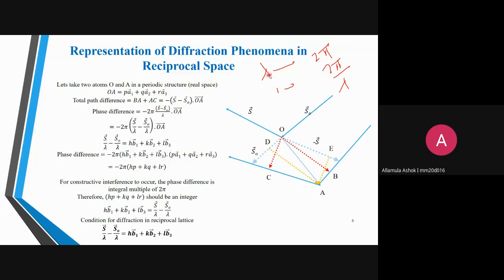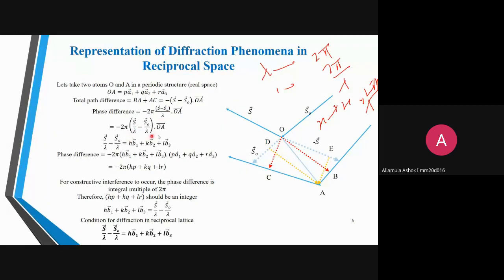We know that for a path difference of lambda, there is a phase difference of 2 pi. For example, if there is a path difference of only 1 unit, then the phase difference is going to be 2 pi by lambda. And for a path difference of x times, the phase difference is going to be x into 2 pi by lambda. Similarly, for a path difference of S minus S naught dot OA, the phase difference is equal to S minus S naught dot OA into 2 pi by lambda.